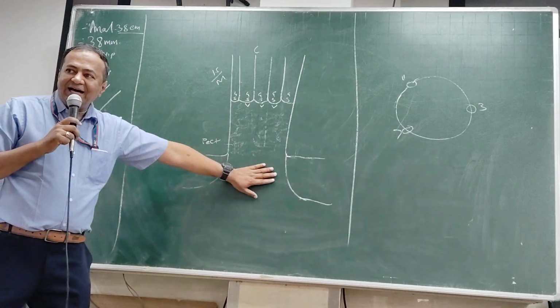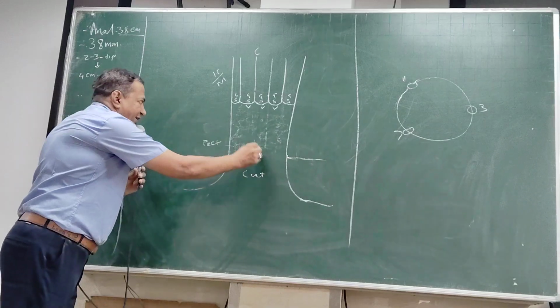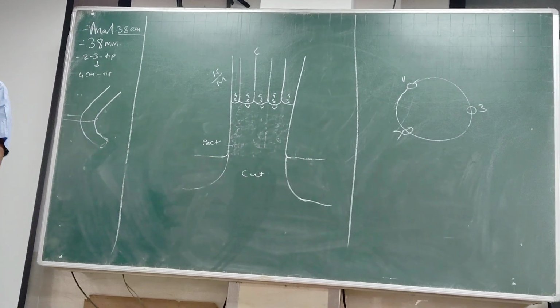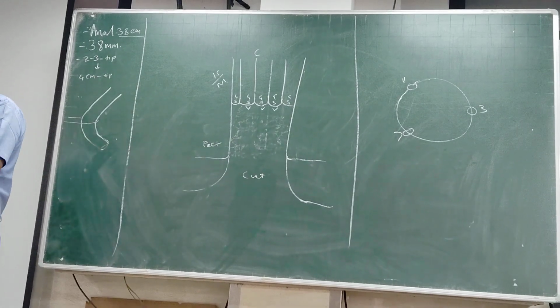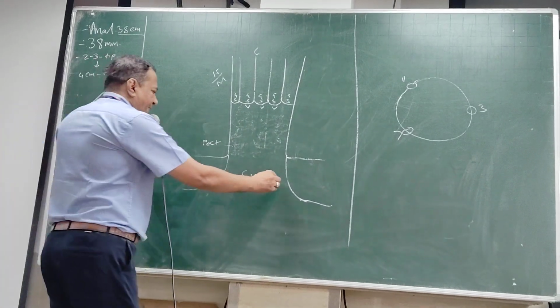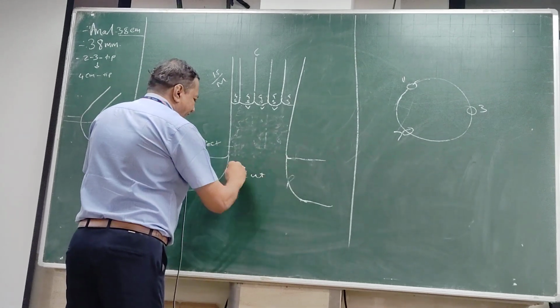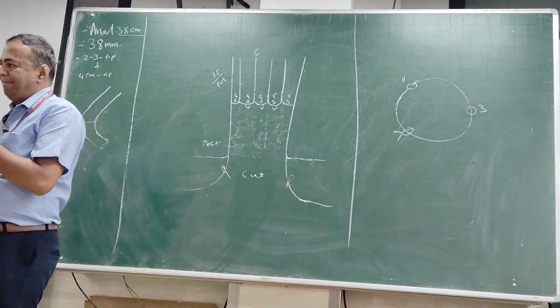That was the pectinate part. And the last part is the cutaneous part. Here there are actually hair follicles. There are hair follicles over here. There are sweat glands over here. And that is the problem.